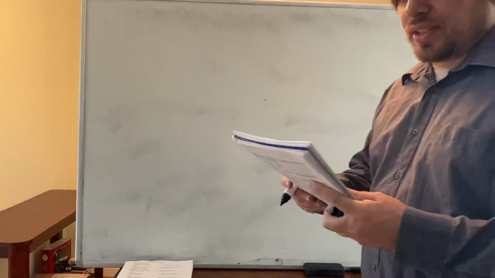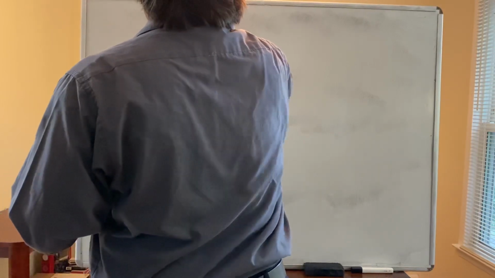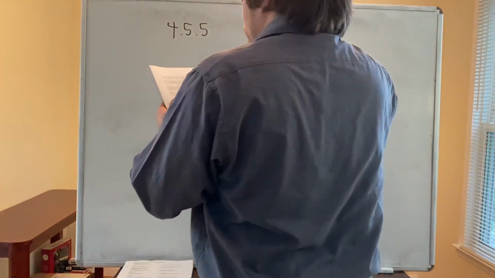Okay, so let's continue where we left off. The next section is 4.5.5, which is the Poisson distribution.